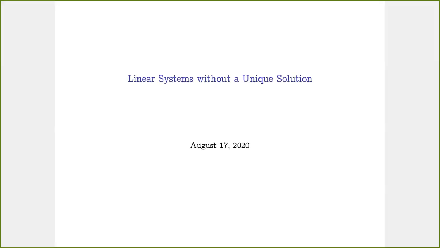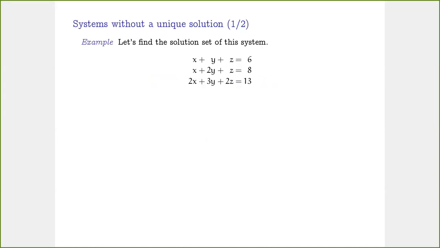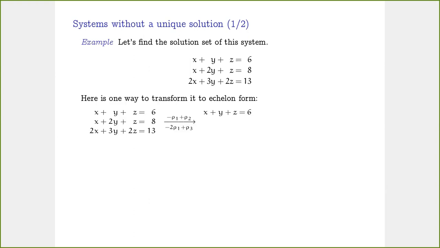Okay, let's look at some more examples of linear systems, and these will be ones without a unique solution. So let's find the solution set of the following linear system. We've got three equations and three unknowns, nothing exceptional about it. And here's one way to transform it to echelon form.